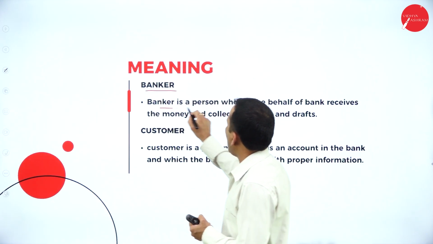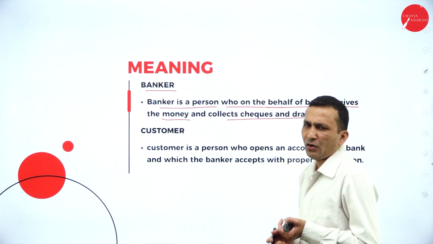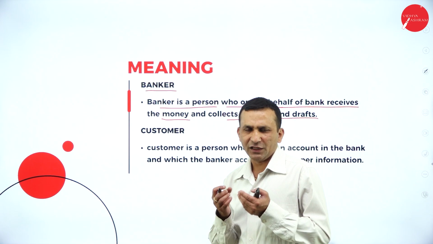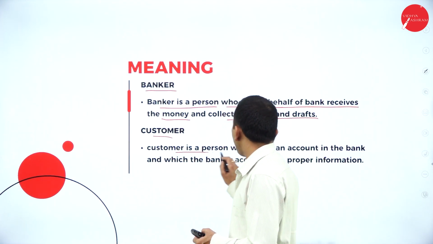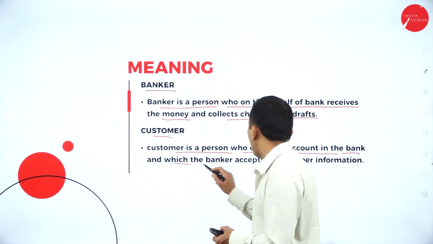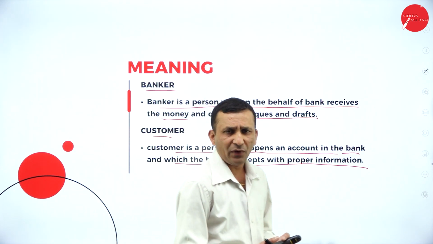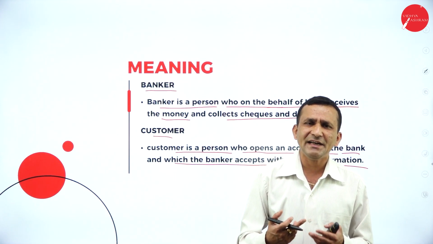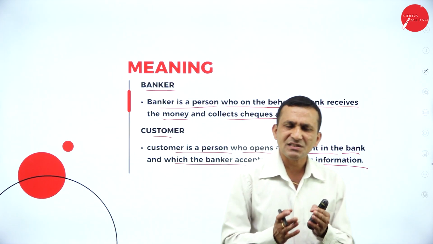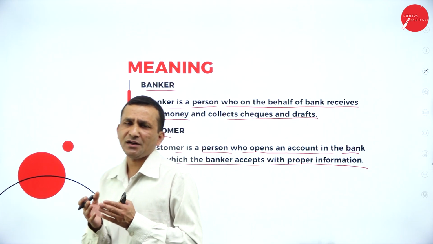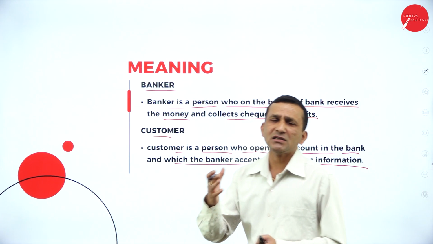Here the banker is a person who, on behalf of the bank, receives money, collects cheques and drafts, and offers negotiable instrument products to the customer. The banker is an artificial person, we clearly say. And the customer is a person who opens an account in the bank, which the banker accepts with the proper information. Nowadays documentation procedures are followed strictly: when you want to open an account, the related information and documents are compulsory. Here the customer is the debtor and the banker is treated as a creditor, because the customer deposits their money in the bank, so the banker becomes a creditor.